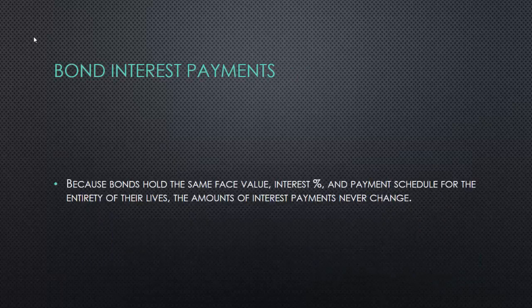So bond interest payments, because these bonds are going to hold the same face value, the same interest percentage, and the same payment schedule, and by that I mean quarterly payments, semi-annual payments, etc., for the entirety of their lives. Once you figured out the journal entry for one receipt of interest from a bond that you've invested in, every subsequent payment that you receive from that company is going to be booked the same exact way. None of your inputs are changing.